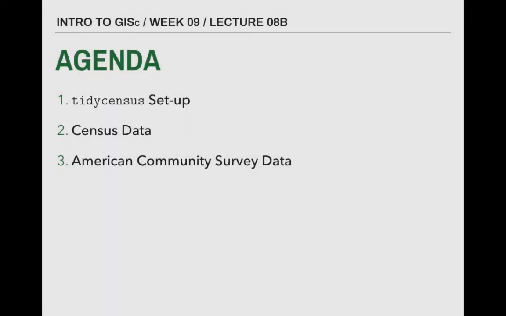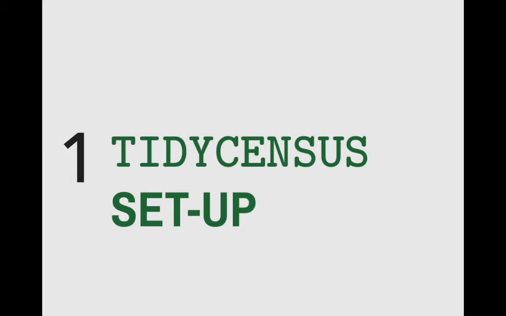The three things I want to talk about in this video are setting up tidycensus, which is the R package we're going to use to access census data. It's not the only R package that's available for doing this, but it is the easiest to work with. I want to talk about downloading census data with tidycensus. And then finally, I want to talk about downloading American Community Survey data with tidycensus. Both of those census products were introduced in the previous video. So first, I want to talk about tidycensus.